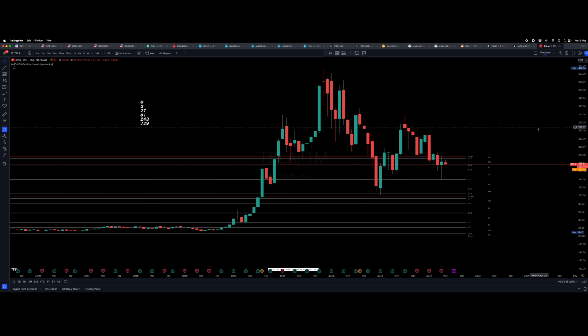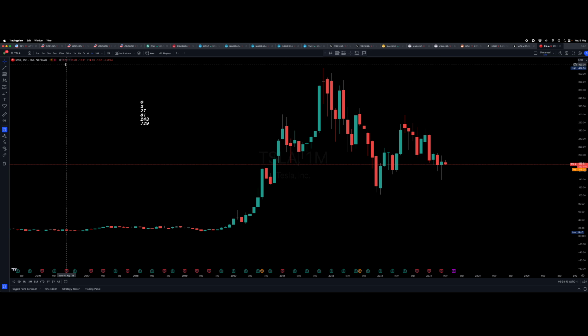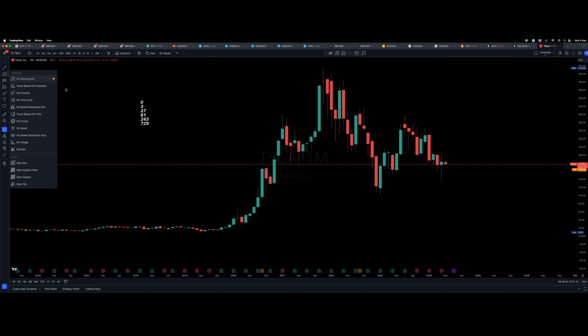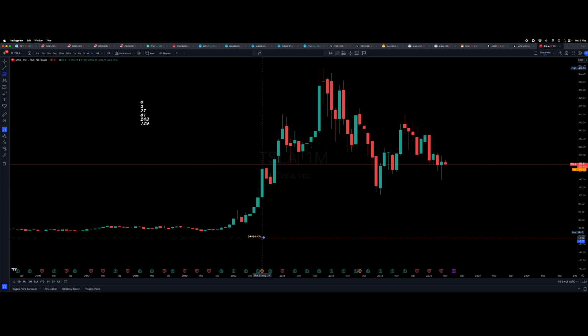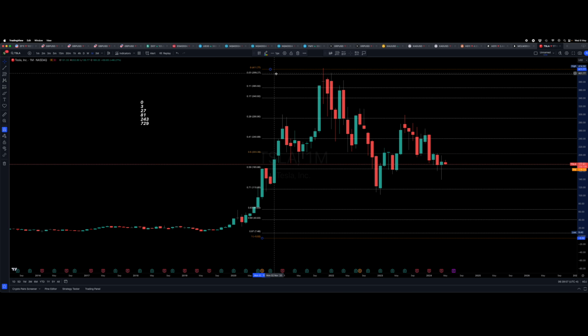Now, where is Tesla currently? Let's create our own Goldbach dealing range. We know the high of Tesla is $414, which means we had a dealing range expansion. Once we pass $243, which we have, the Goldbach dealing range high became $729. So we can use a Goldbach fib.